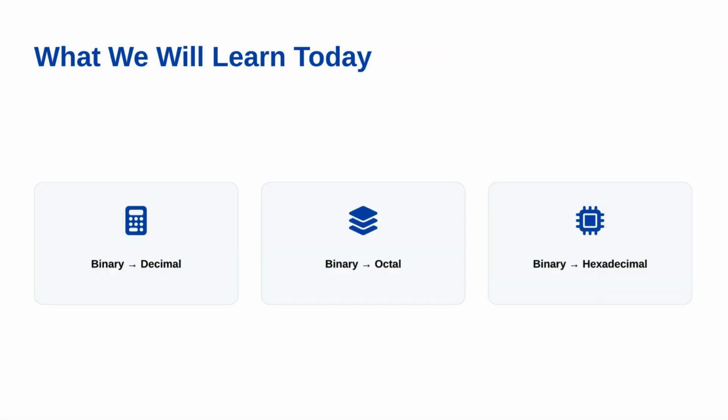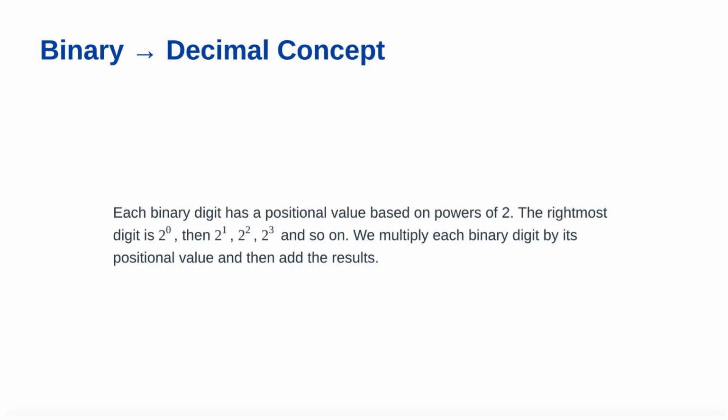In this lesson, we will learn three main conversions: binary to decimal, binary to octal, and binary to hexadecimal. Let's start step by step. To convert binary to decimal, we use positional values of powers of 2. The rightmost digit has the value 2 to the 0, then 2 to the 1, 2 squared, 2 cubed, and so on. We multiply each digit by its power of 2 and then add everything.